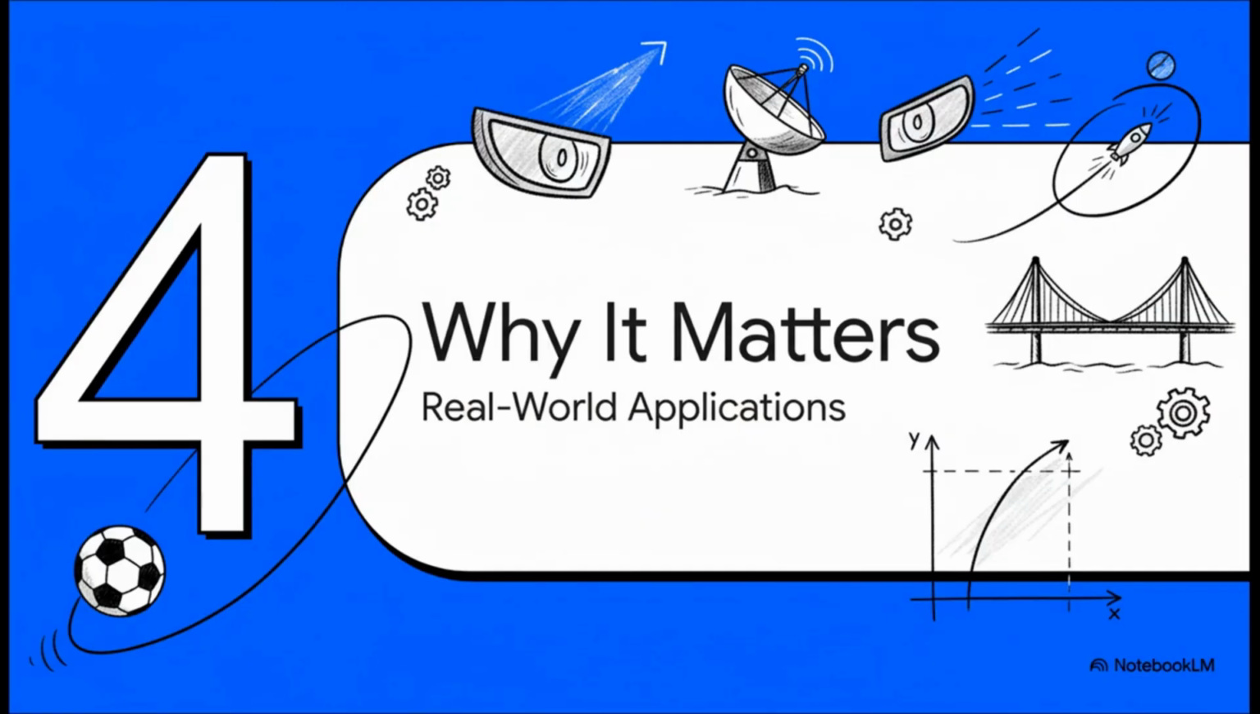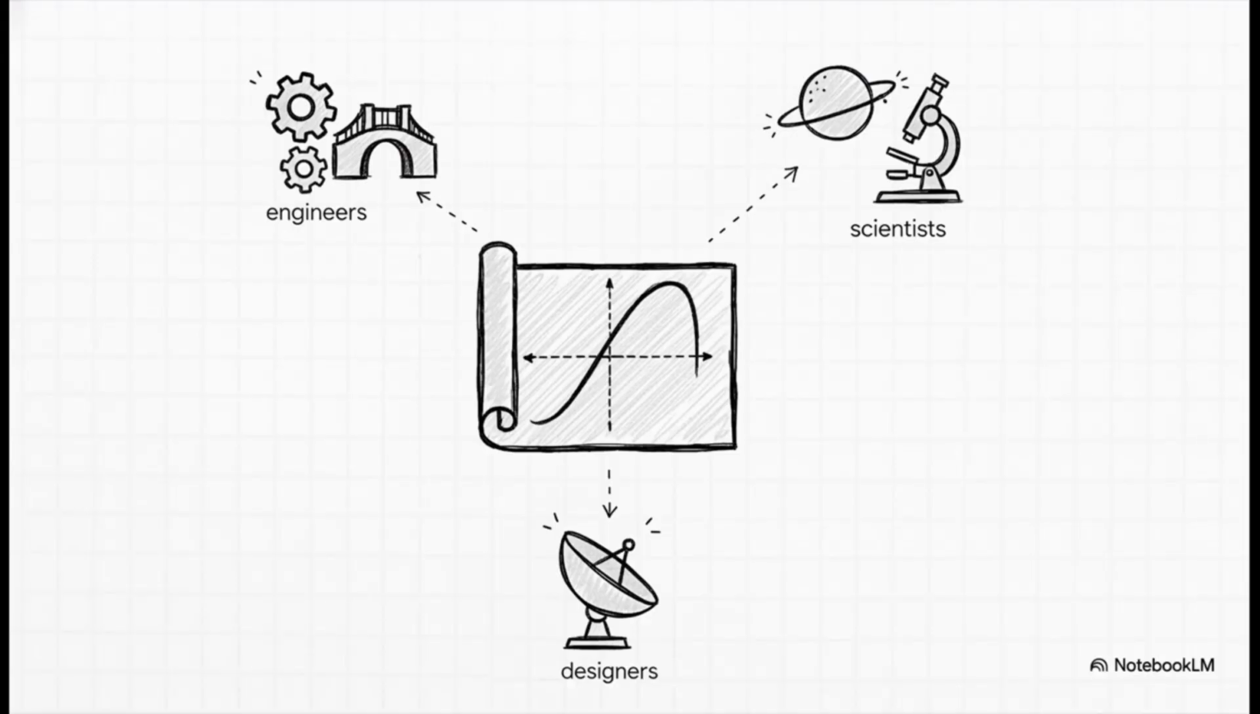Look, a soccer ball is a really fun example, right? But the true power of this idea, this parabola, it goes so far beyond a sports field. So why does understanding this one simple shape actually matter in the real world? Because this blueprint, it's one of the most fundamental tools we have. We're talking engineers, scientists, designers. They use this stuff every single day. And not just to understand the world, but to literally build the world around us.